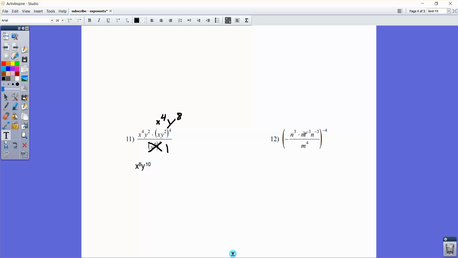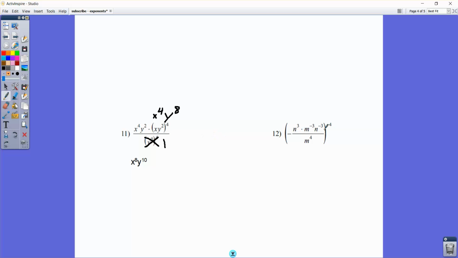For number 12, we have a slightly trickier problem. We have a couple of things going on. We can simplify inside the parentheses first, and we should do that. But this time we have our first case of needing the division rule. So inside the parentheses, we're going to have n to the 3rd, m to the negative 3rd, n to the negative 3rd, m to the 4th. Let's simplify these common bases first. N to the 3rd times n to the negative 3rd, that's n to the 0th, right? So if that's n to the 0th, we actually just get 1. So these two things right here will actually just cancel out. N to the 0th is just 1.